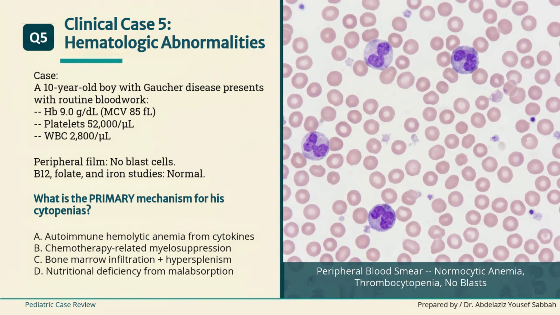Option A, autoimmune hemolytic anemia from cytokines. Option B, chemotherapy-related myelosuppression. Option C, bone marrow infiltration plus hypersplenism. Option D, nutritional deficiency from malabsorption.